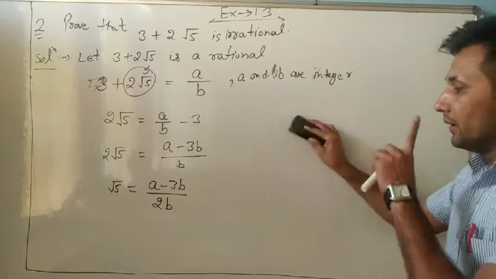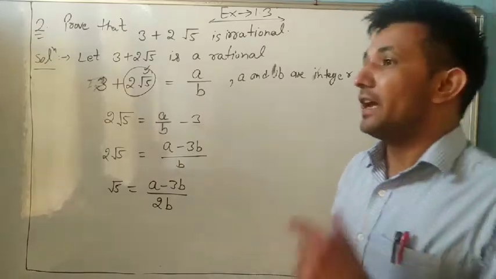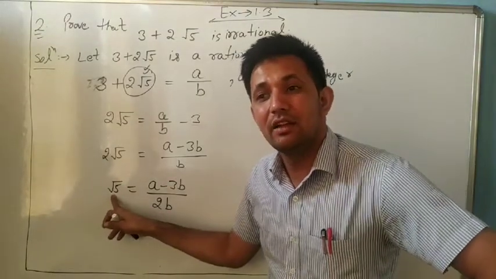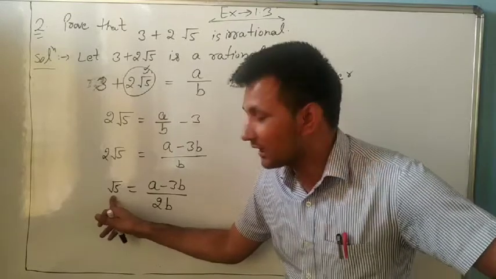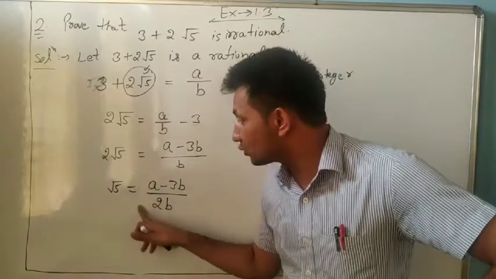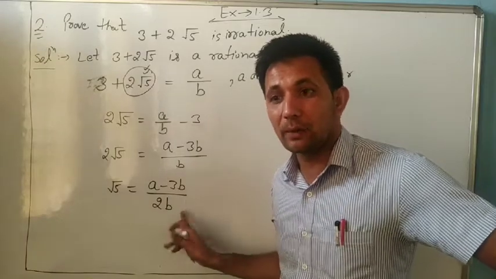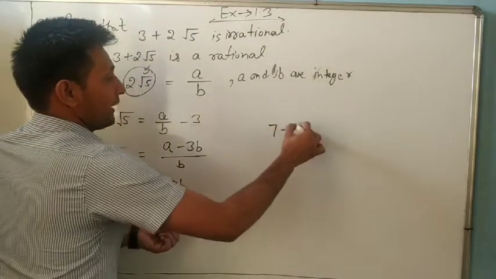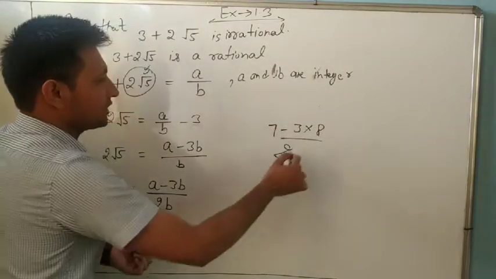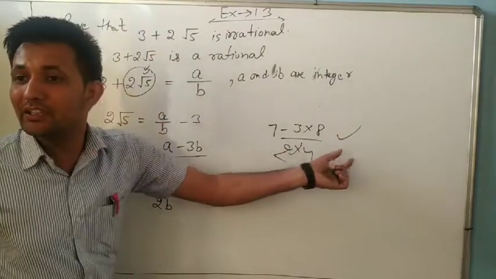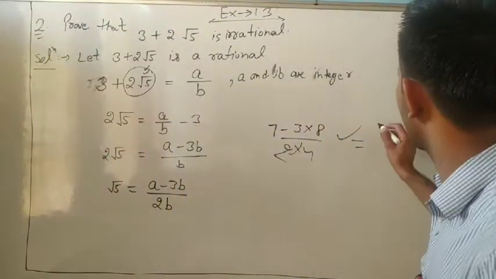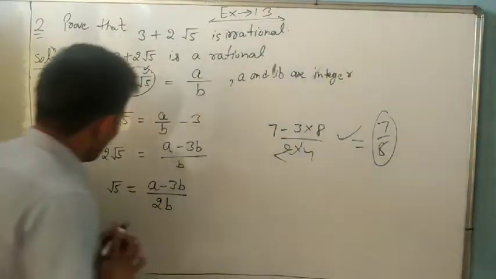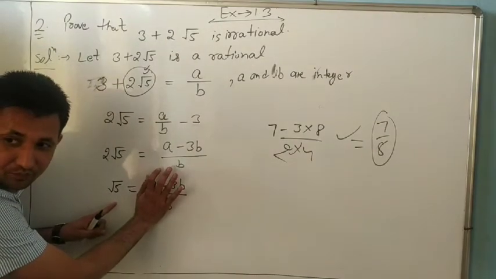Now you have to remember that in the previous example, question number 1, we already proved that root 5 is irrational. It means root 5 is irrational and this number it equals should be irrational. Understand? But everyone knows A and B are integers, any integers. Say 7 minus 3 into 8, divided by 2 into B, suppose 4. Again a new integer comes, or it may become a fraction, 7 by 8, like this. So it is rational. Look at root 5: what is root 5? Irrational.